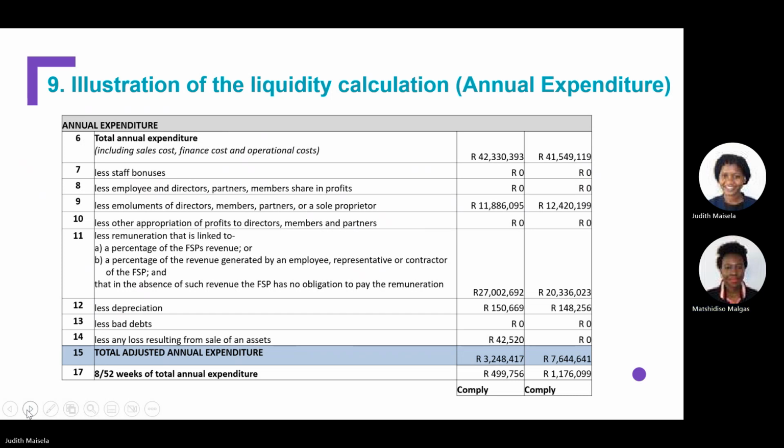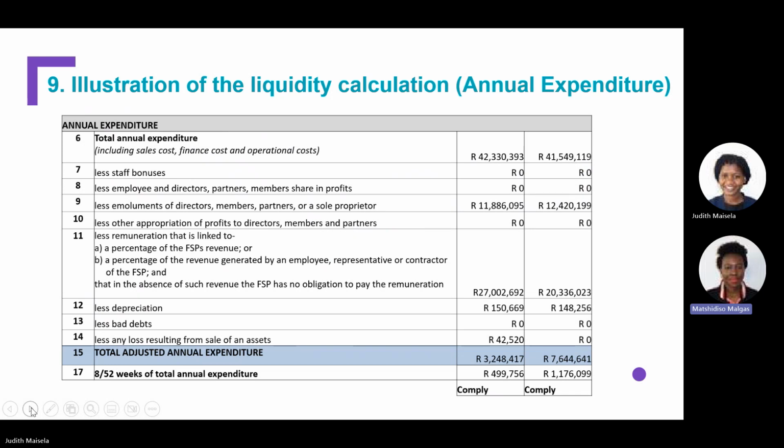Also what we need to take out is depreciation, being a non-cash item, bad debts, and any loss resulting from a sale of an asset. Together, all of those amounts that we have deducted from the total annual expenditure as shown in row 6 would give us the total adjusted annual expenditure in row 15.